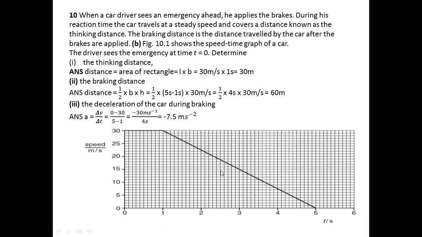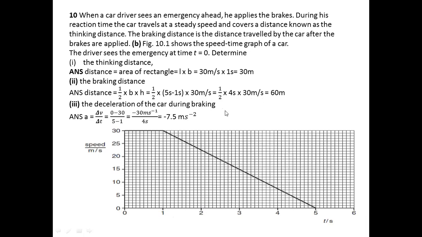So the area under this straight line is equivalent to the thinking distance, and the shape of the area below this straight line is a triangle. So distance will be equal to the area of the triangle, and that is equal to half into base into height. Half into base will be 5 minus 1, and height is 30 meter per second. So it becomes half into 4 seconds into 30 meter per second. Final answer is 60 meter.